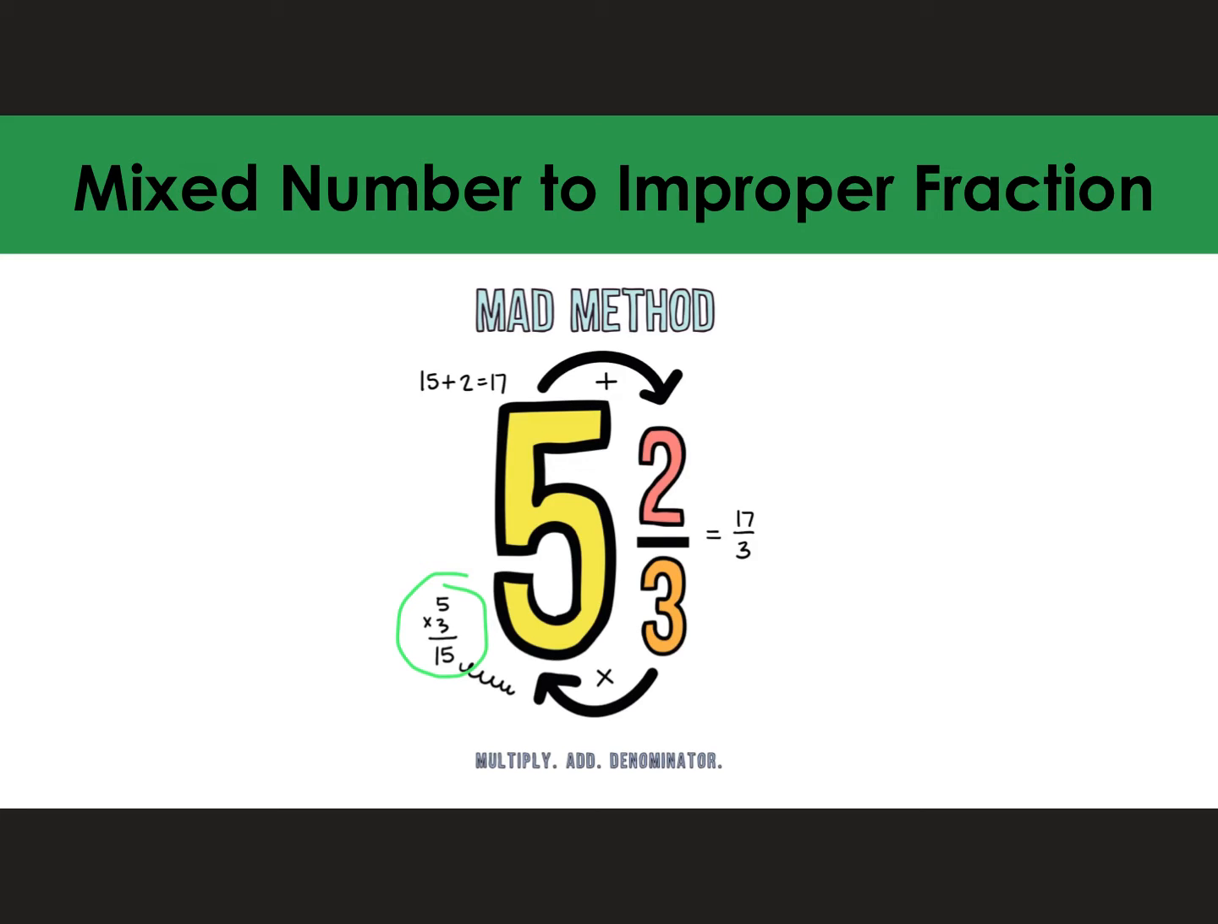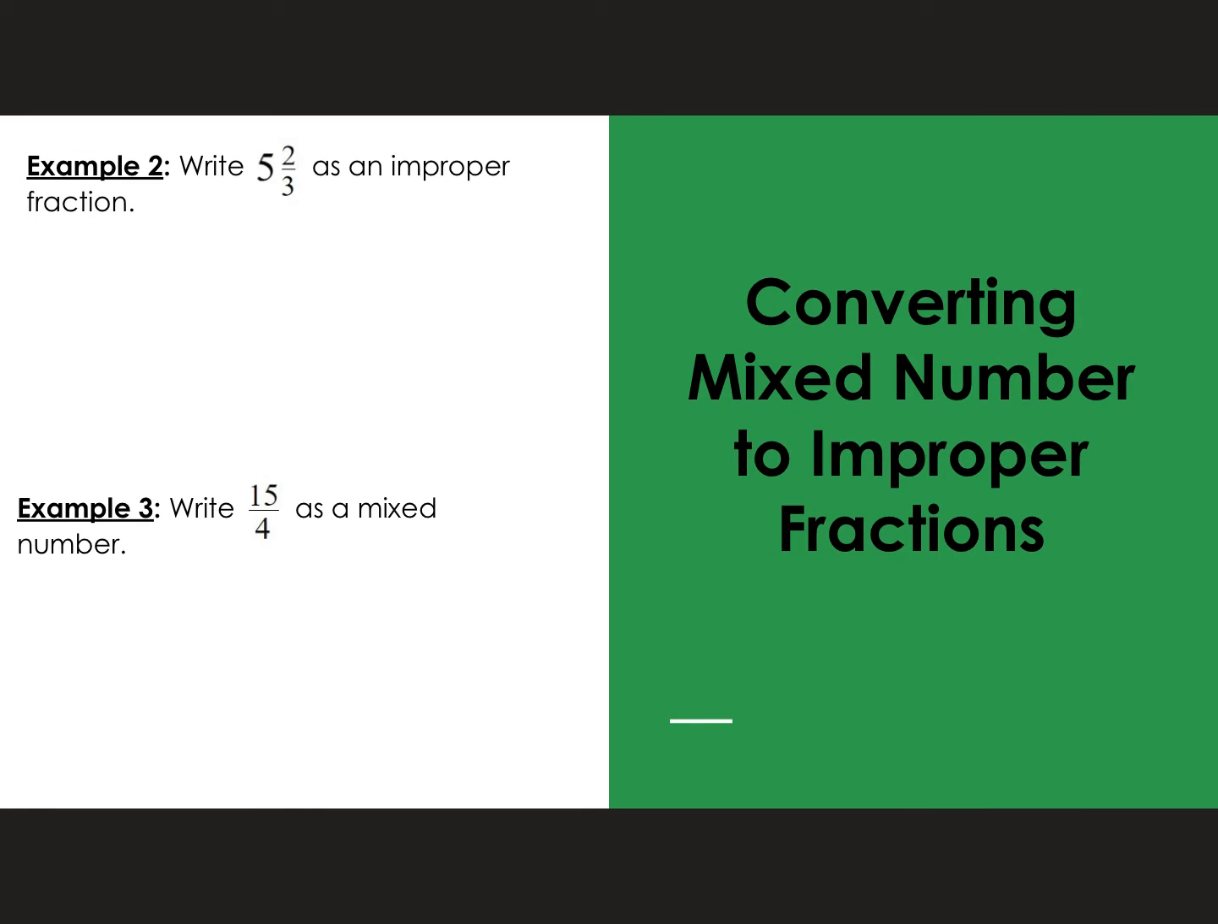So it's 5 times 3. It's 15. 15 plus 2 is 17. And we put it all back over the denominator, the MAD method. So write 5 2/3 as an improper fraction. So we're going to take 5 times 3, which equals 15, add the numerator, plus 2 equals 17, and put it all back over the denominator.